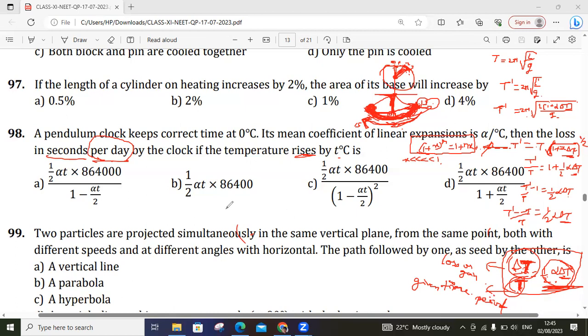So our answer will be half alpha delta t into... So in 1 day, how many seconds are there? 24 hours, 60 minutes, 60 seconds. So this will be 36,864,000. So it will be option B.